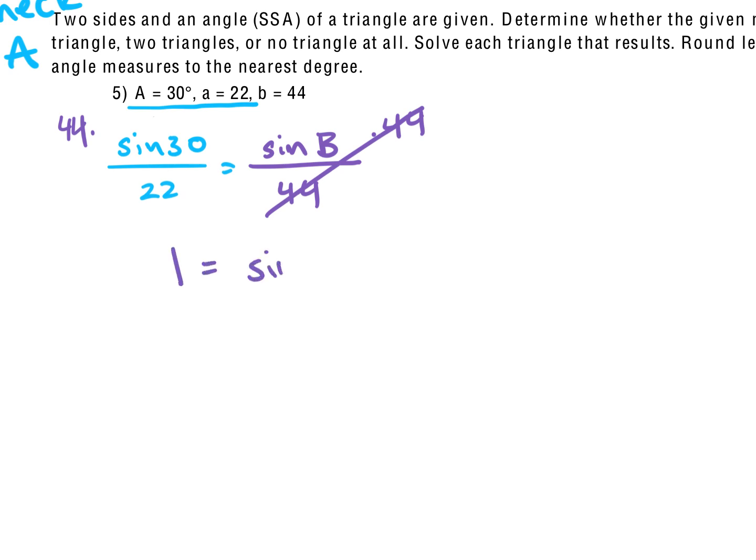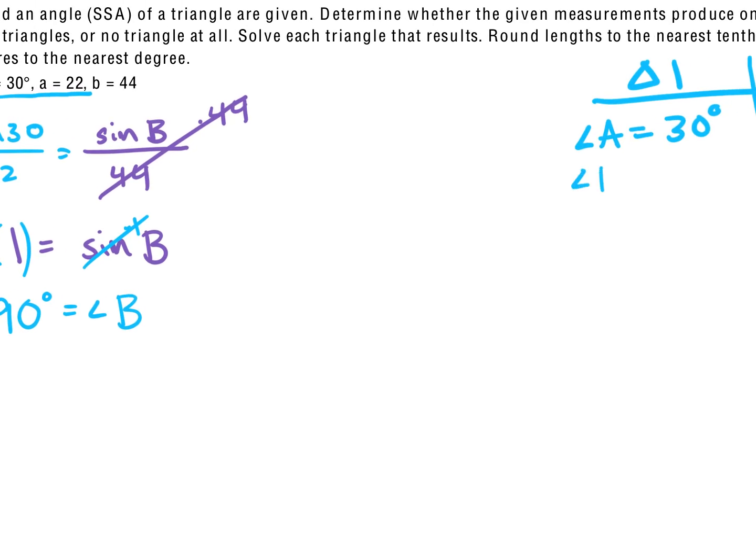You get 1 equals sine of B. 1 is not our degrees. It's not our angle. How do we find what the angle is? Do the inverse sine. We do the sine^-1 button in our calculator. So the inverse sine of 1 gives us 90. So 90 is our degrees. So angle B is 90 degrees.